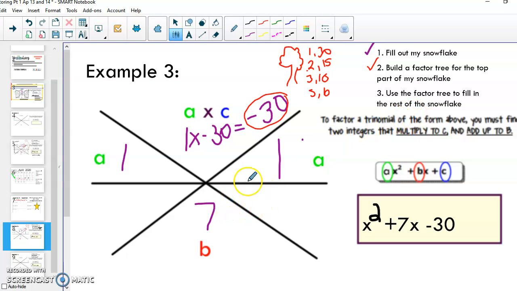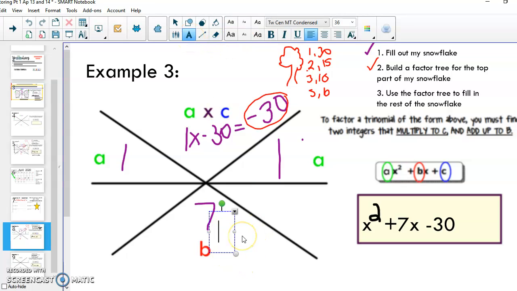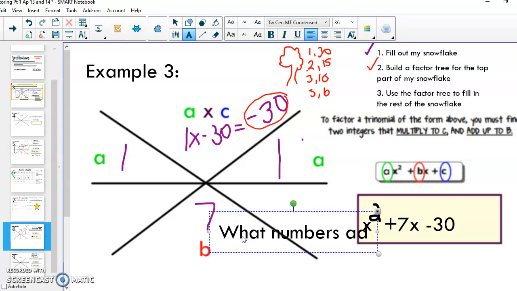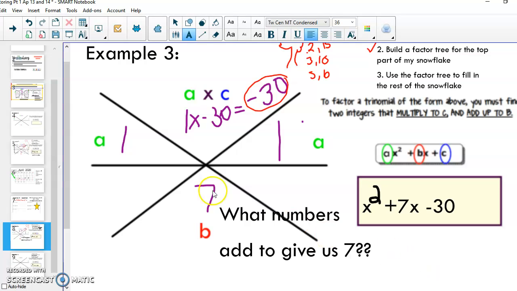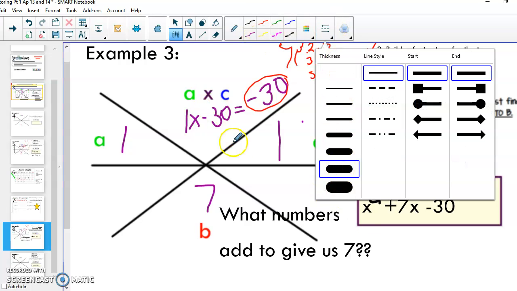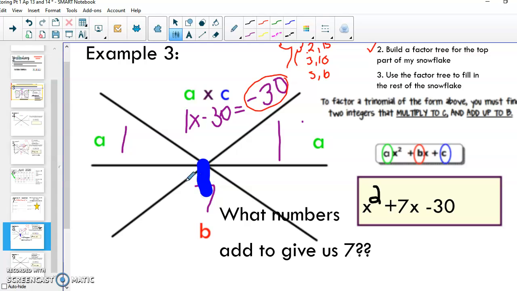So I need to remember, I am thinking about what numbers now are going to add together. I'm going to make a nice obnoxious note of this down here at the bottom. What numbers add to give us 7? Okay, we're thinking about addition when we're filling in this factor tree at the bottom. So I'm also going to draw for myself a nice obnoxious addition sign here over my number 7.